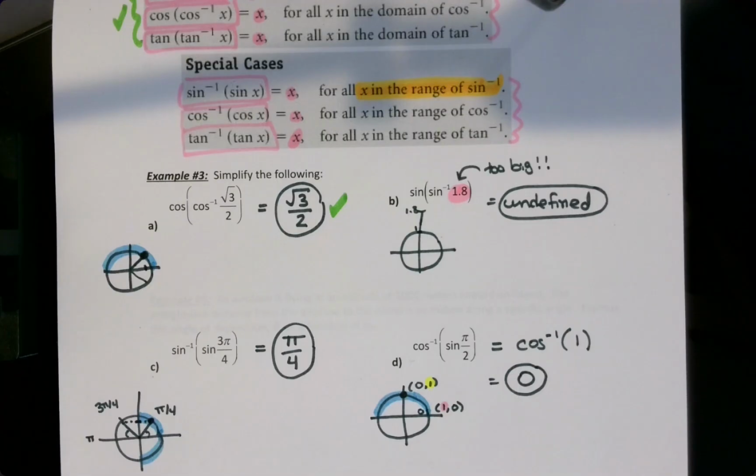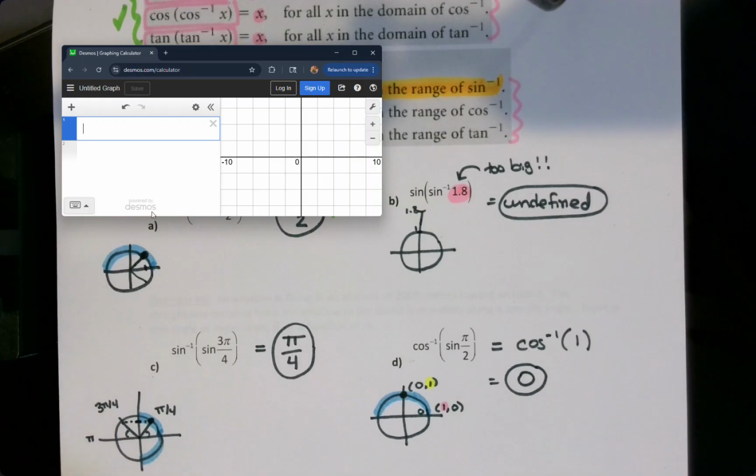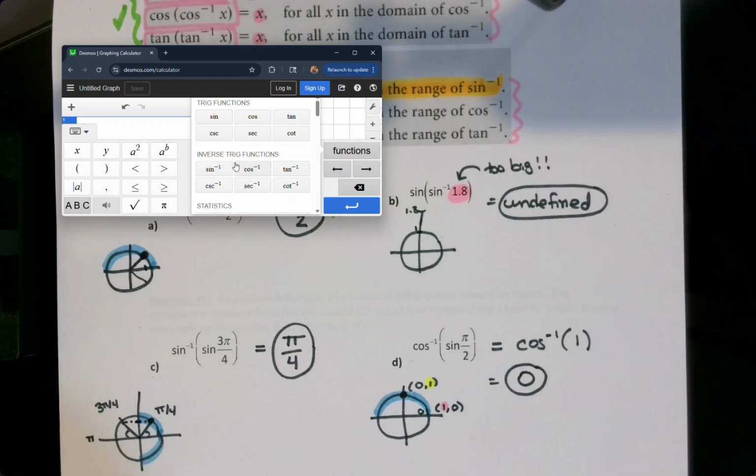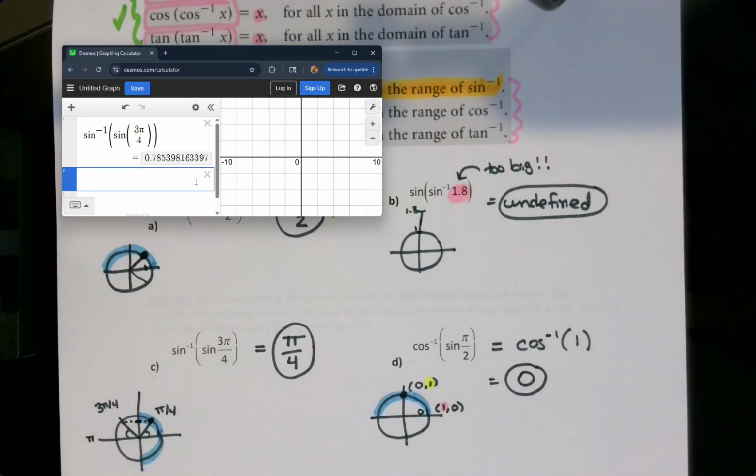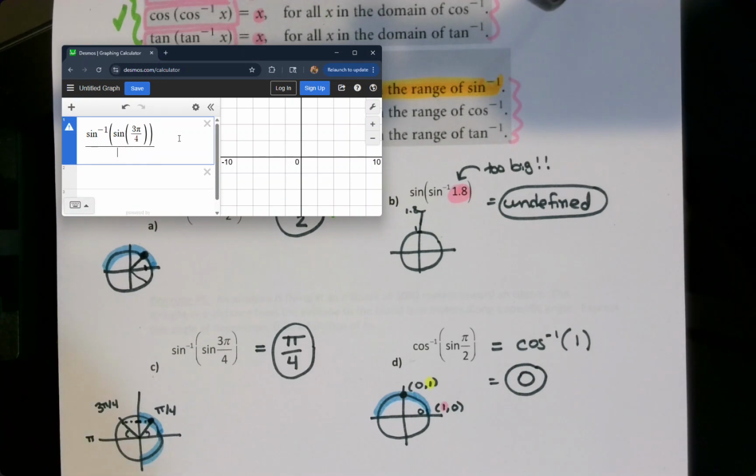Okay, I want to check a few of these just to see how they work out. Let's check the bottom two. So in the bottom two, if we do the arc sine of the sine of 3 pi over 4, I have to use parentheses there, it comes out as this angle. And if I divide that by pi, I can see that it did come out as pi fourths. So I'm just checking my answer here using the calculator.